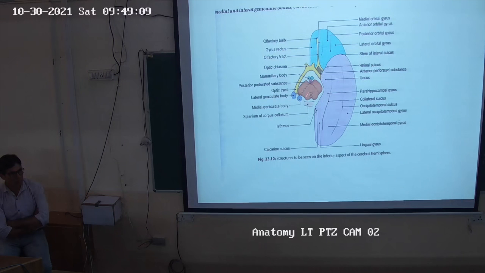We divide this inferior surface into two divisions by the stem of the lateral sulcus. The lateral sulcus stem begins on the inferior surface, you can see here, and as it comes onto the superolateral surface, it divides into three branches: posterior ramus, anterior ramus and ascending ramus.